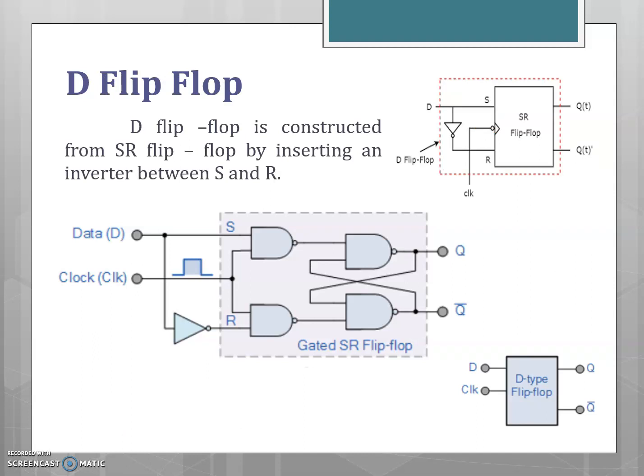So the next type of flip-flop is the D flip-flop. It is also referred to as the data flip-flop. This flip-flop is constructed from the SR flip-flop using one inverter connected between the S and R inputs, so it has only one input, D. Again, the only difference between the latch and the flip-flop is the inclusion of the clock signal, so the circuit will be active only during the rising or falling edge of the clock. The logic symbol for the D flip-flop is shown in the figure.